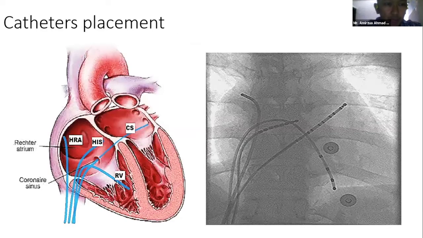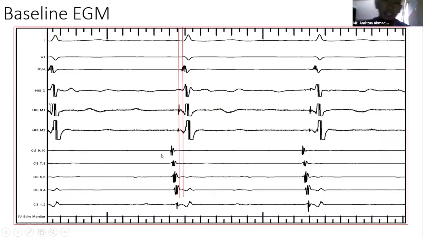Here is the placement of the catheters. In our center, we only use three catheters: CS, HIS, and RV. RA is just optional. Okay, we skip. Here is the baseline ECG. In our center, we use the HIS, RV, and CS.